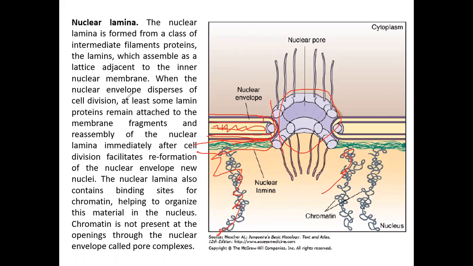Okay? So when the nuclear envelope disperses during cell division, at least some lamin proteins remain attached to the membrane fragments, and reassemble the nuclear lamina immediately after cell division. 'Di ba? During cell division, nagkakaroon tayo ng restructuring of your nuclear envelope. And after cell division, there will be reformation that will happen. So, hindi nagkakaroon ng gulo yung mga chromatins natin because they are actually attached to this lamin or lamina.